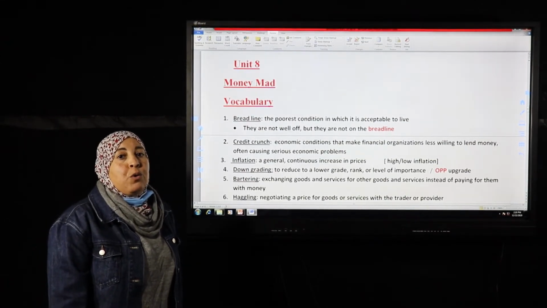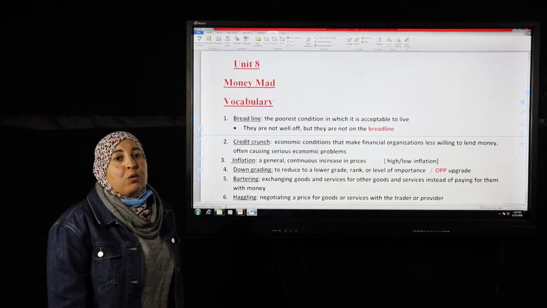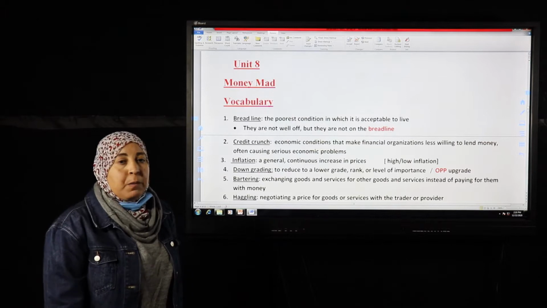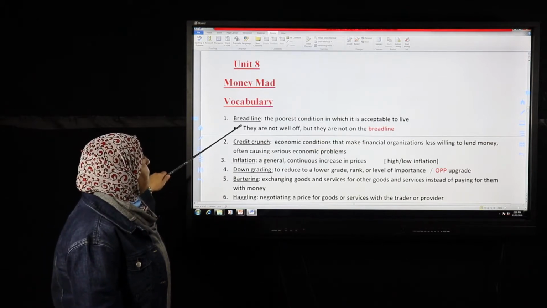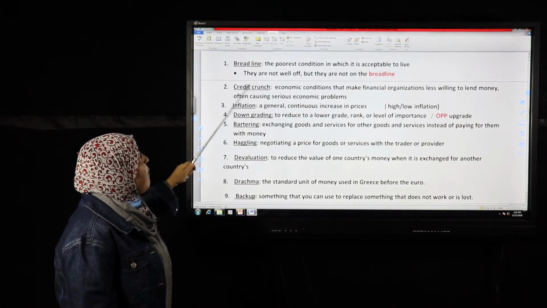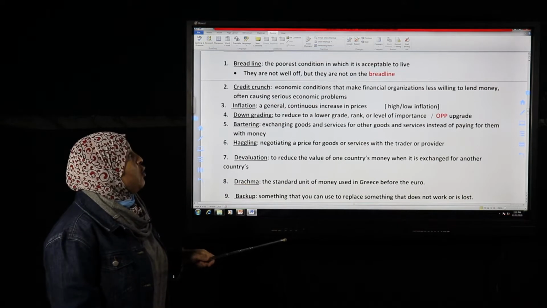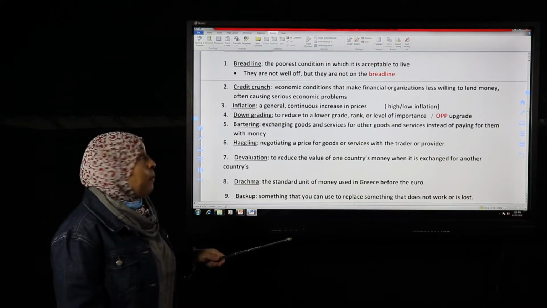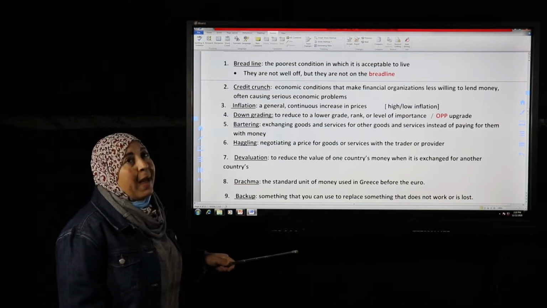Today, in our course book, we are going to talk about Unit 8, which is Money Math. First of all, we have the vocabulary. What is the vocabulary of this unit? Number one, red line. What is the meaning of red line? The poorest condition in which it is acceptable to live. For example, they are not well off, but they are not on the red line.